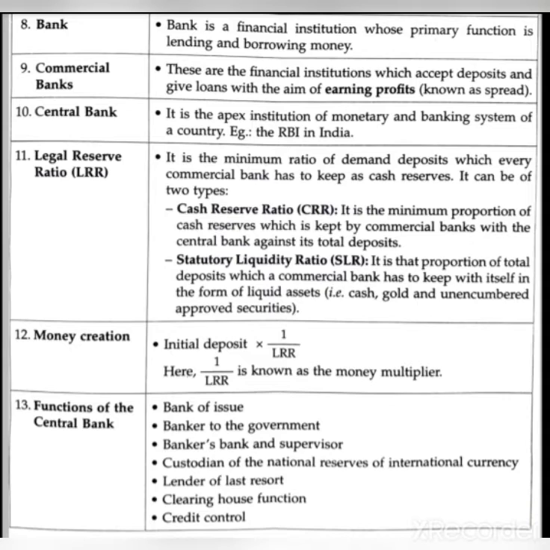Cash reserve ratio is the minimum part of cash reserves which is kept by commercial banks with the central bank. The minimum cash that commercial banks have to keep with the central bank is known as CRR. SLR also sounds similar to CRR, but there is a difference. What is the difference? Let's see.